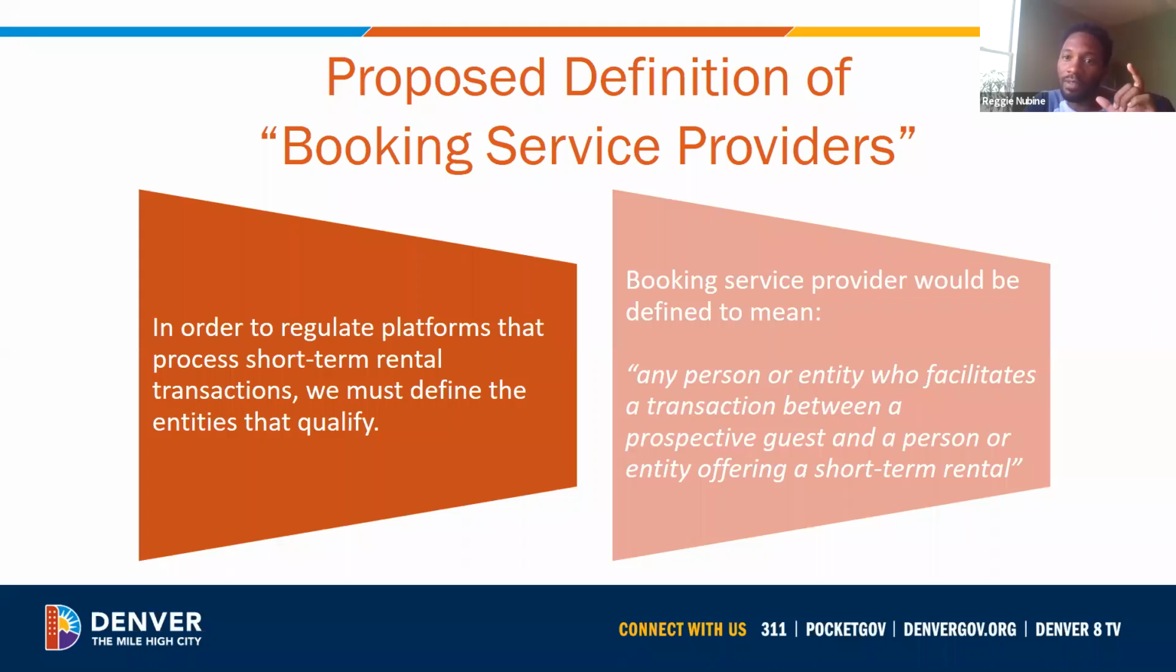But if you're just operating for some person's Airbnb, there's no transaction going on between the host and the person that's staying at the Airbnb. So you're not going to be a booking service provider in that case. Got it. So effectively a booking service provider is the one processing the credit card, to put it very plainly.